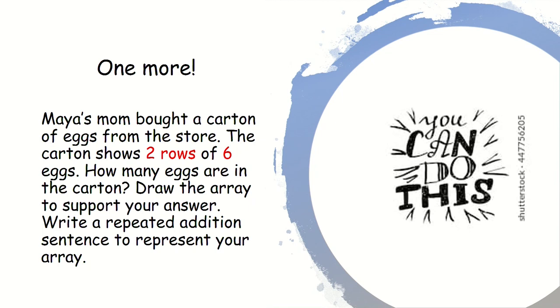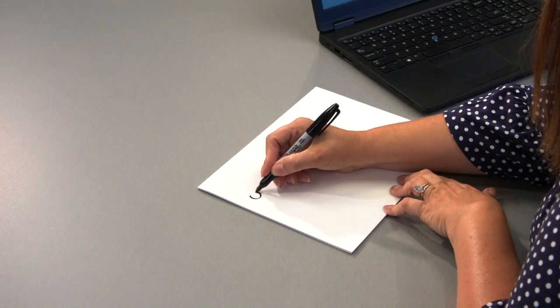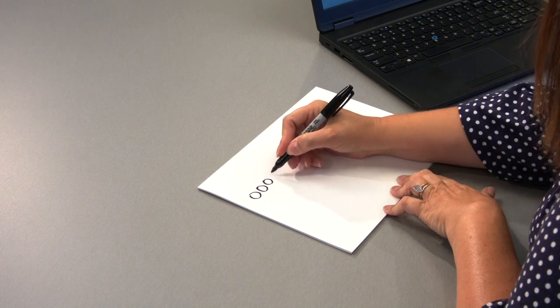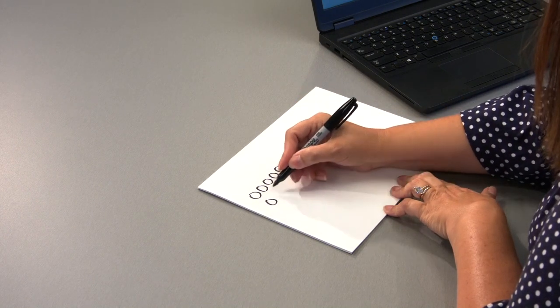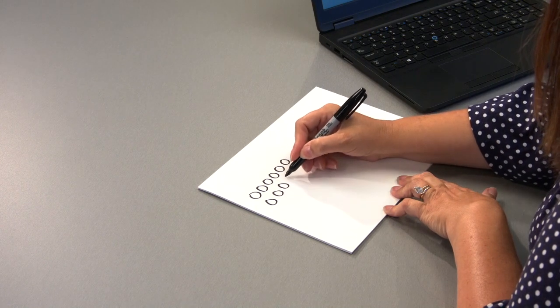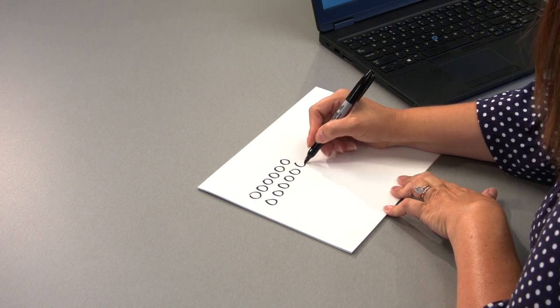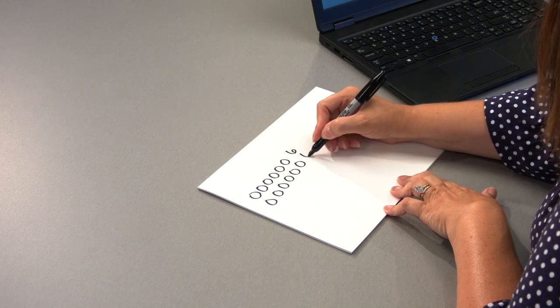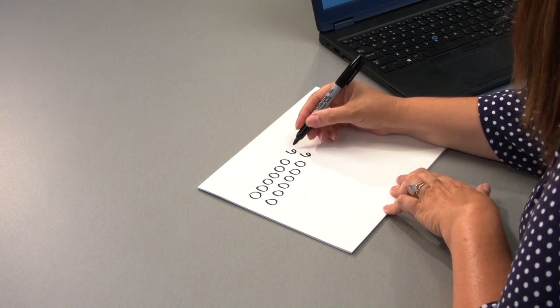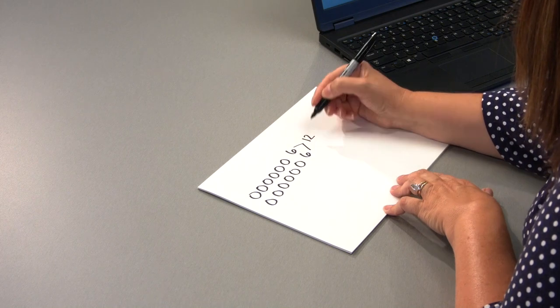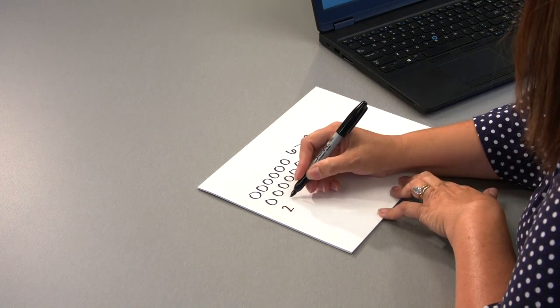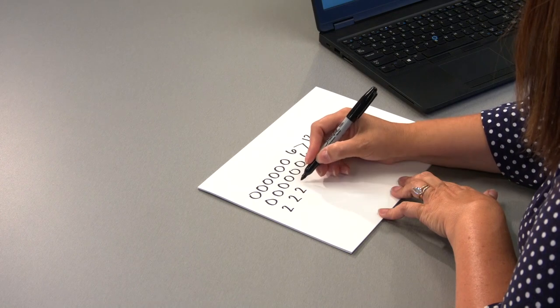Okay, let's take a look at what you have. Remember, the carton has two rows of six eggs. So look at what we have. We have a double fact again. 6 plus 6 is equal to 12. Now let's go over here and add up our columns, boys and girls.